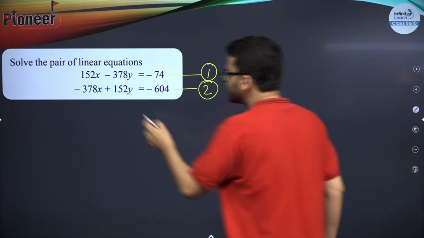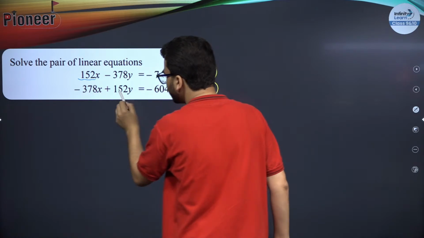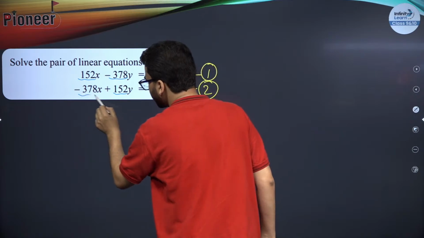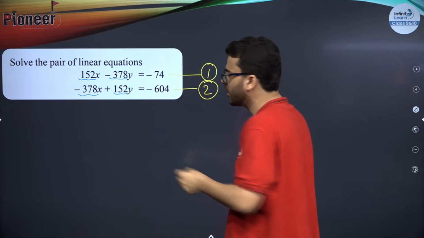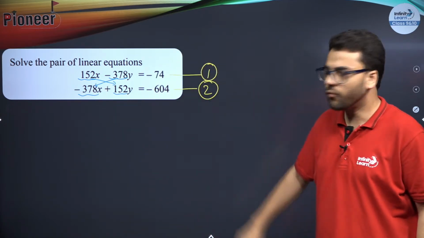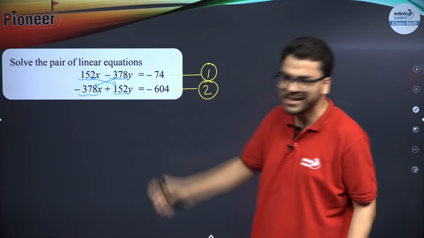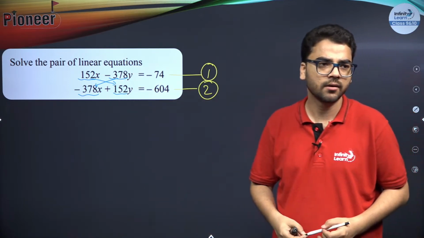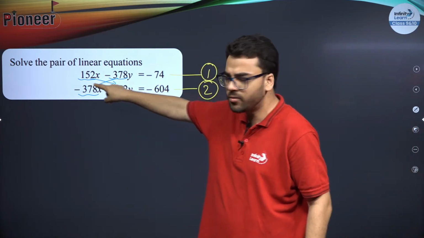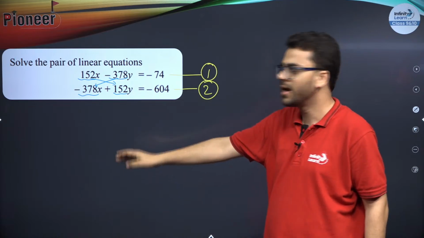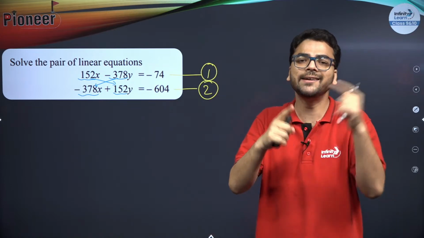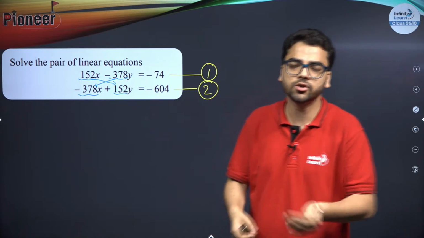What is that trick? You see, the coefficient of x in the first equation is the coefficient of y in the second equation, and the coefficient of y in the first equation is the coefficient of x in the second equation. Basically, the coefficients are interchanging. You got that logic? Whenever you have these coefficients interchanging, there is a trick. No, they are not the same, Anshu. The coefficient of x in the first equation is the coefficient of y in the second equation, and the coefficient of y in the first equation is the coefficient of x in the second equation.